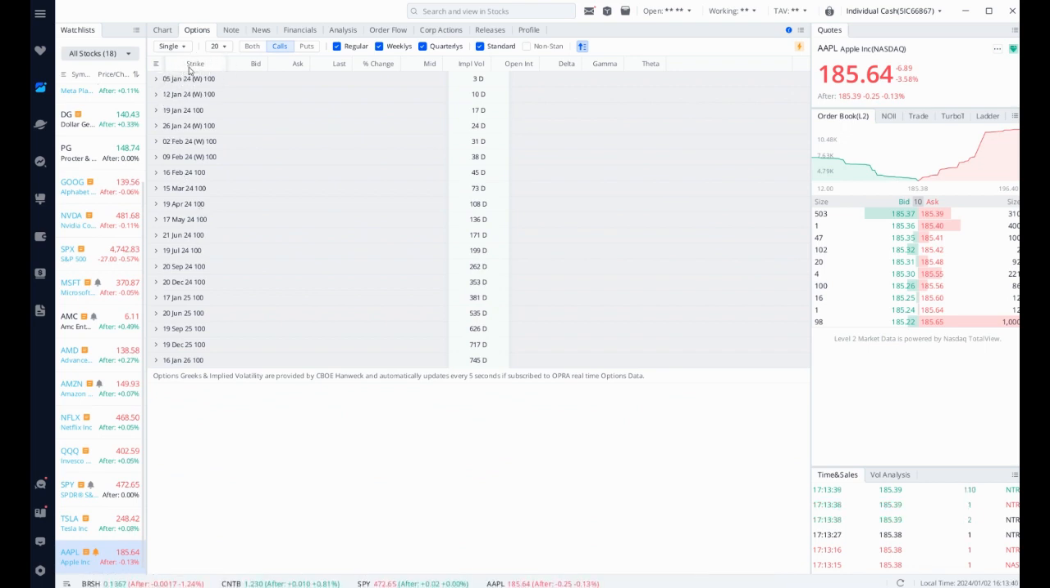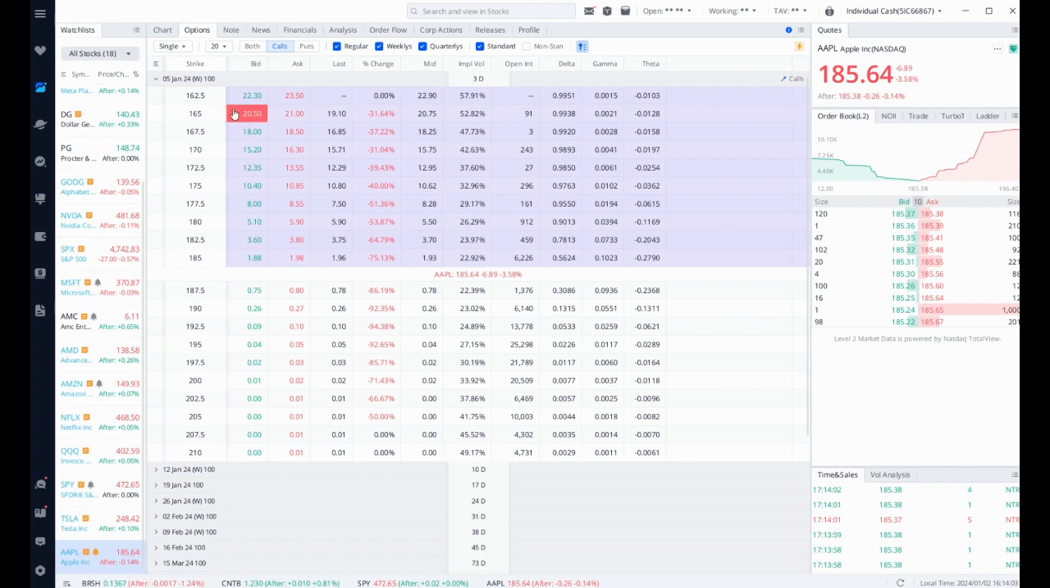Strikes, you see, they kind of line up on a weekly basis. So basically, every Friday you have contracts that expire, right? So you see 3 days, 10 days, 17 days, 24 days. The farther out you go, the more expensive that contract will be. I'm gonna show you real quick. I'm looking at calls right now.